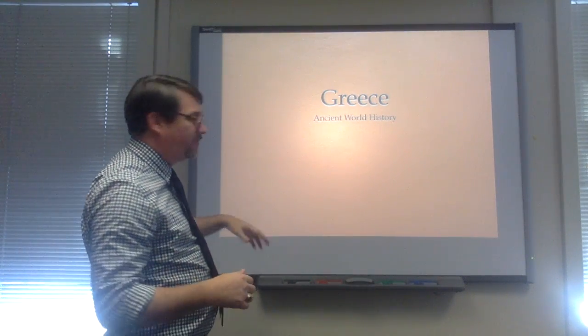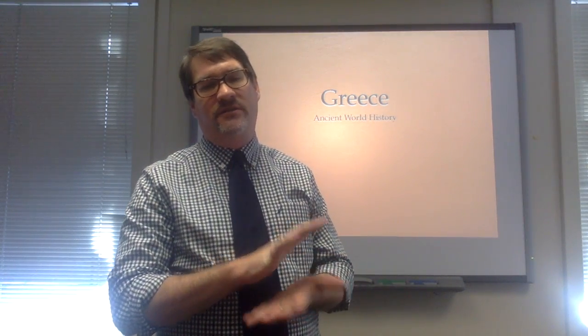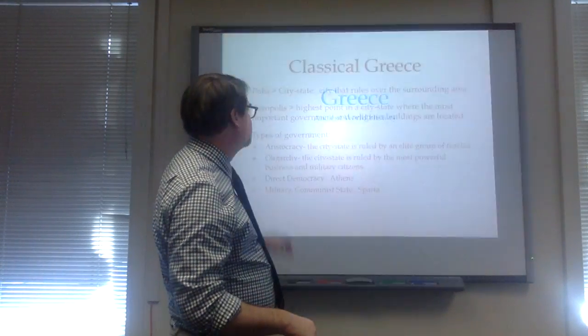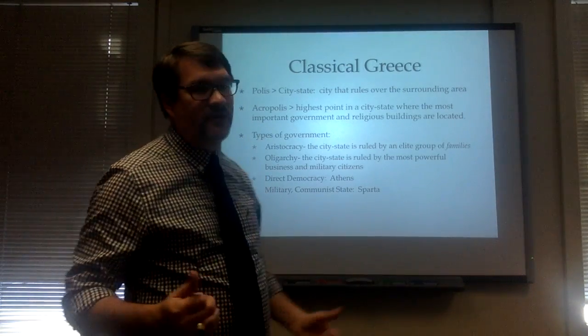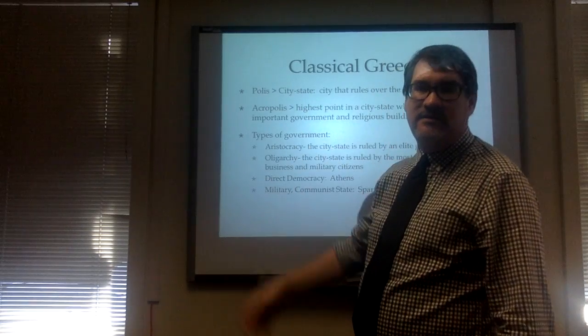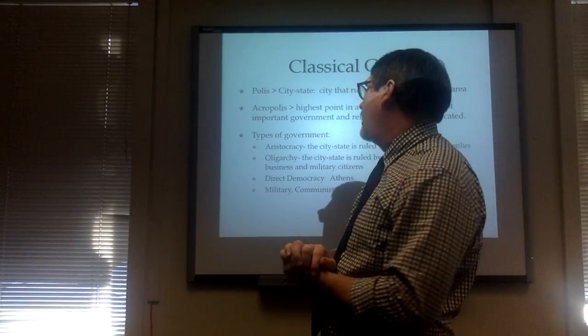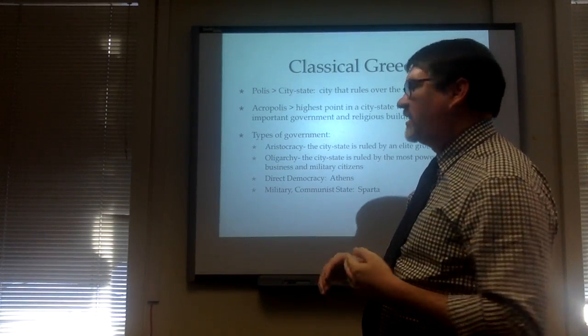So Greece in the ancient world, we've already studied Bronze Age Greece, we've already studied the Mycenaean period, so let's get into classical Greece. A couple of terms you need to know here. First of all, the term polis, P-O-L-I-S. Polis is the name of a Greek city-state. You read that in your textbook as well. And so that's just the name of the city-state.